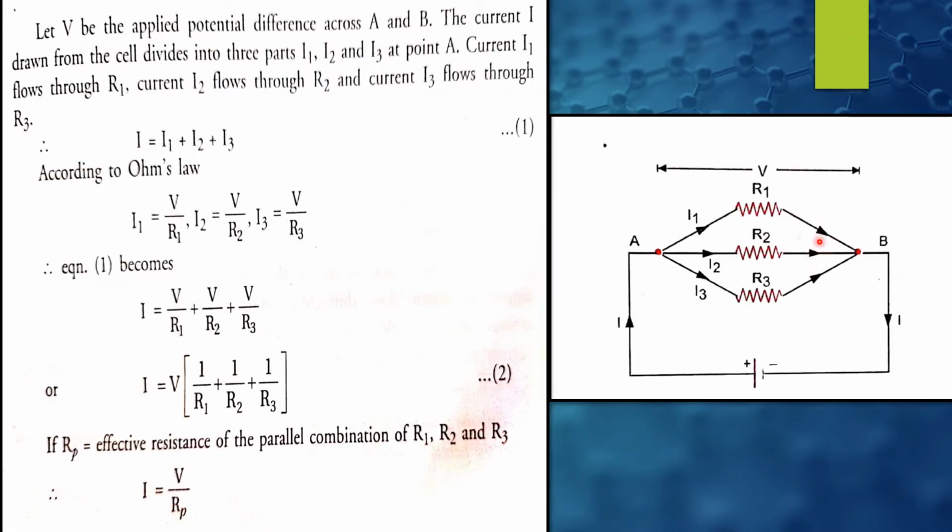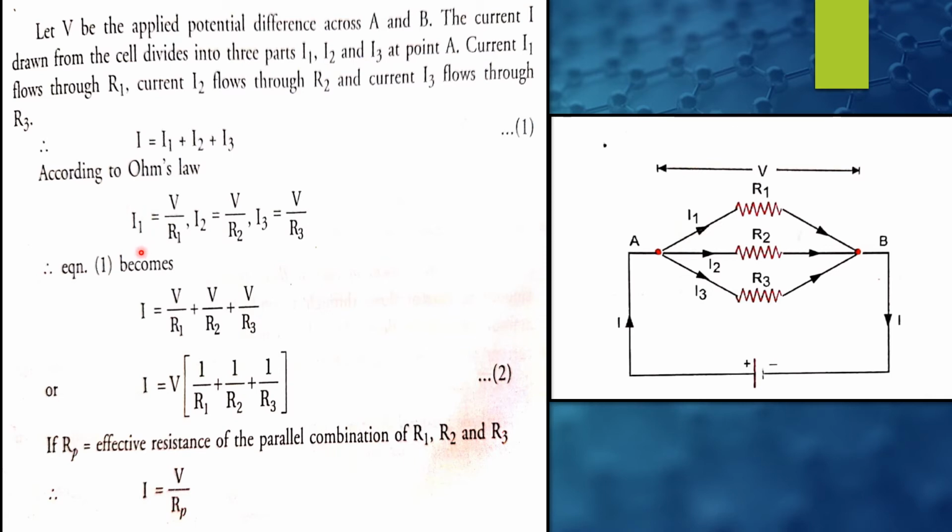If R1, R2 and R3 are three resistors in parallel combination connected across a cell, then V is the applied potential difference across A and B. The current I drawn from the cell divides into three parts, that is I1, I2 and I3 at point A. Current I1 flows through R1, current I2 flows through R2 and current I3 flows through R3. We can say I equals I1 plus I2 plus I3.